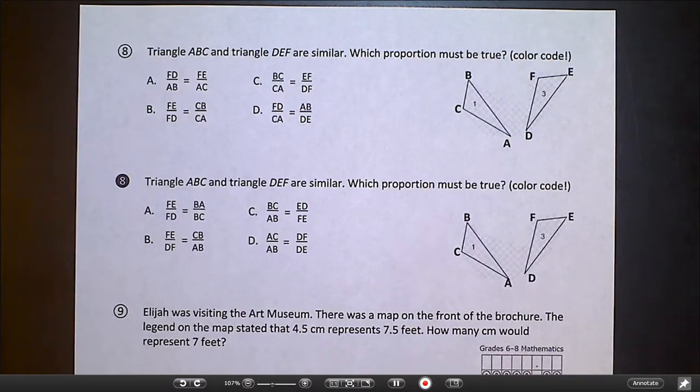Okay, number 8 is very similar to number 6. So we're going to get those colored markers out again. This time we only need 3 of them.